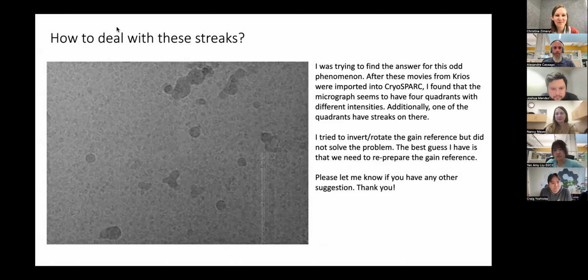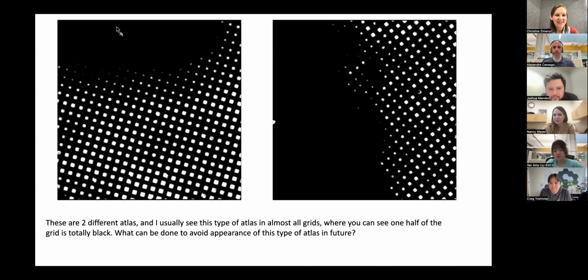All right, thanks, team. I'm going to take us to the next question. I like this question as well because now we're going to even different mags. So now we're looking at Atlas level, and this person often sees this kind of Atlas. I think their question is what can be done to avoid it, but my question would be what's wrong with these atlases, because I don't really see anything wrong with them. But I thought it might be nice to hear that from other people as well.